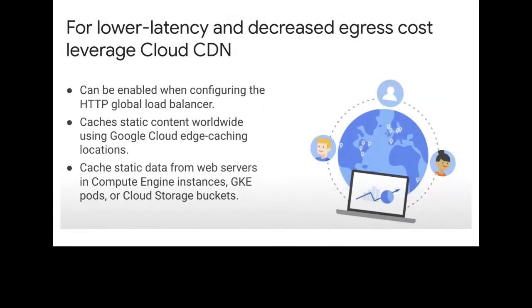Let's say in your application you use a global load balancer. You could then enable something called Cloud CDN for lower latency. That decreases the egress cost. When you enable CDN, Google will cache your static content worldwide using edge caching locations. This will make sure your application or your static content loads faster when accessed from a particular region, because it is cached in those particular regions.